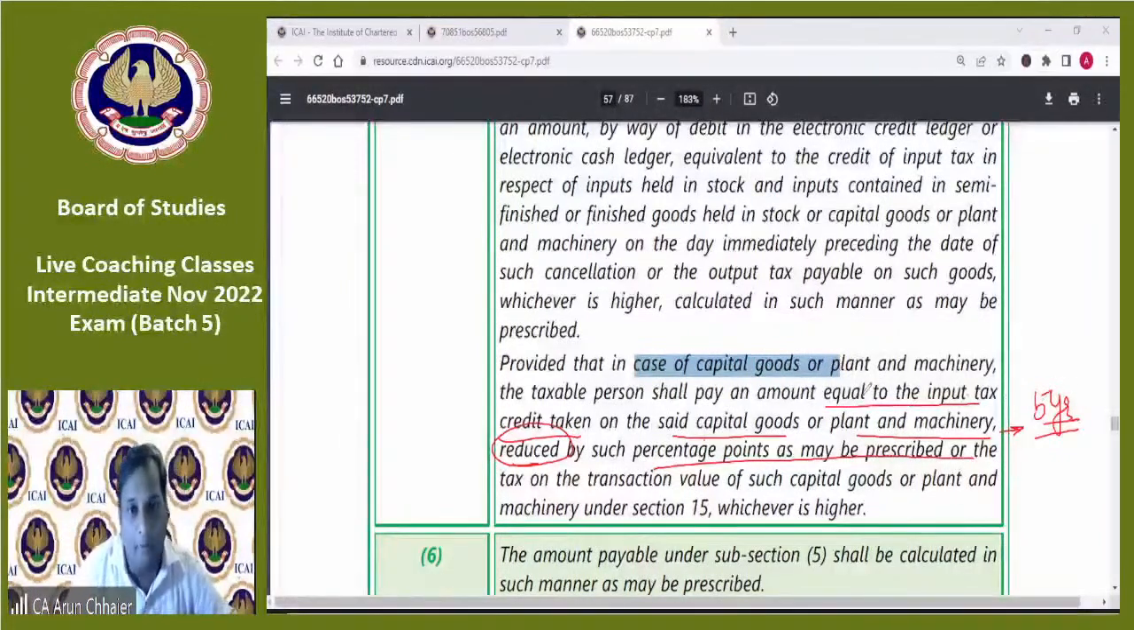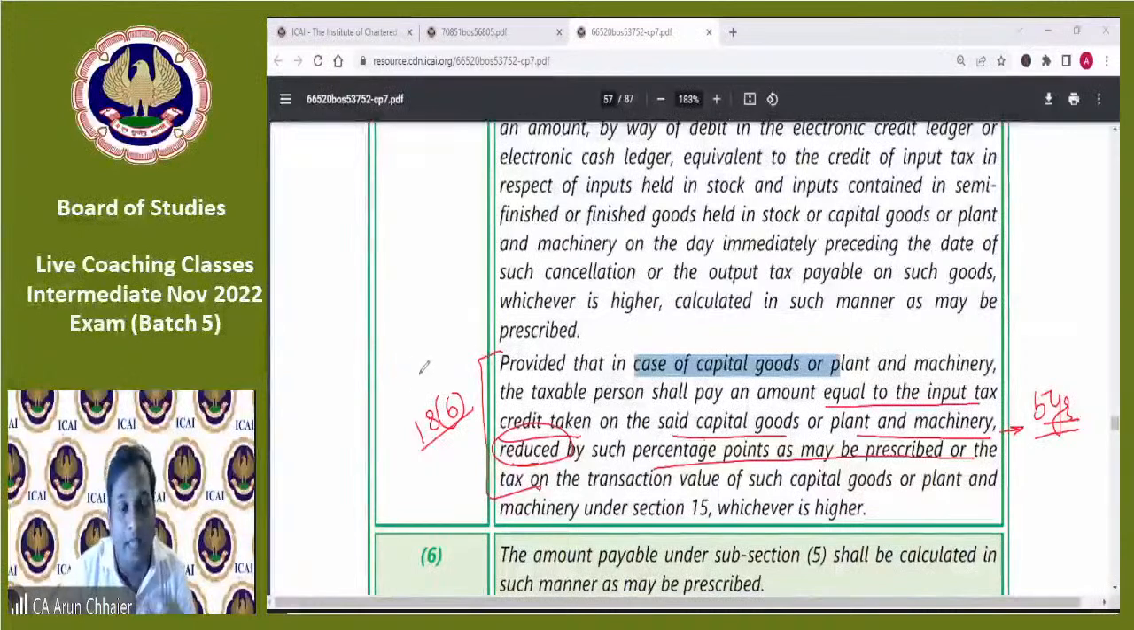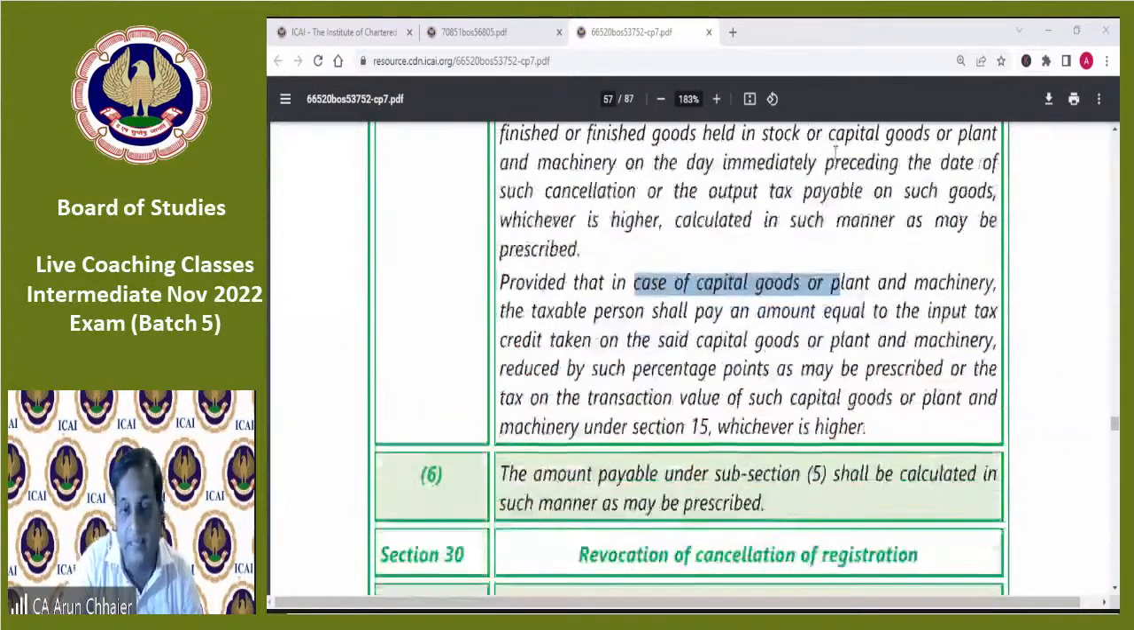Again, the same thing. You remember 18.6 we have discussed. This is exactly 18.6. Section 18 subsection 6 talks about comparison of two values: ITC reduced by certain percentage points, or tax on the transaction value, whichever is higher, we need to pay as GST. So I hope it is clear.